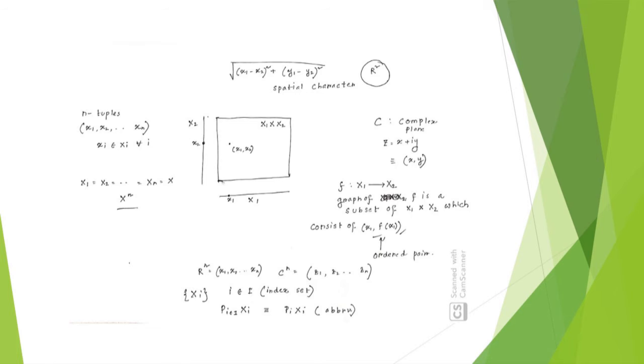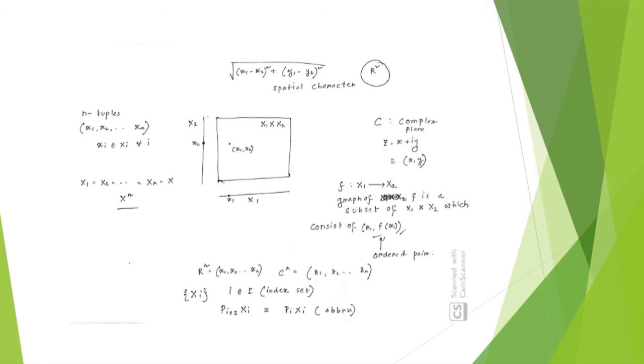We define the product X1 cross X2 cross up to Xn to be the set of all ordered n-tuples (x1, x2, up to xn) such that each xi is in capital Xi for each subscript i. Now to see how to extend this definition, we reformulate it as follows. How can we extend this idea?